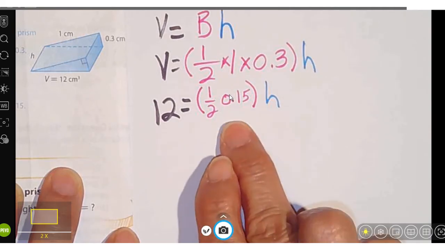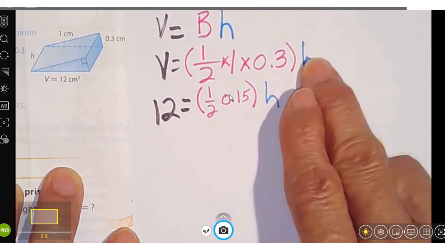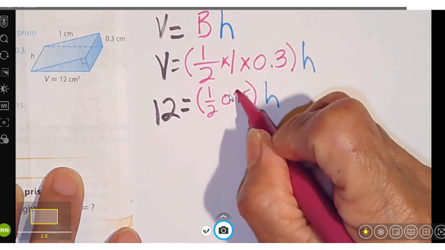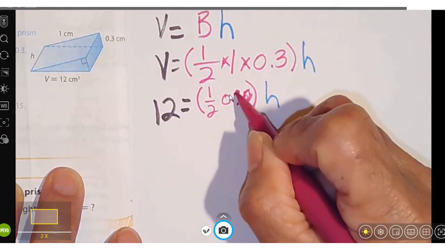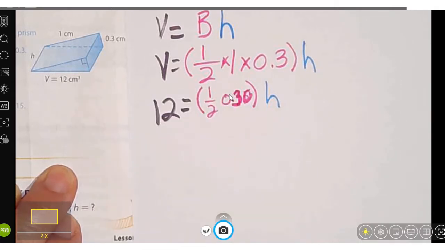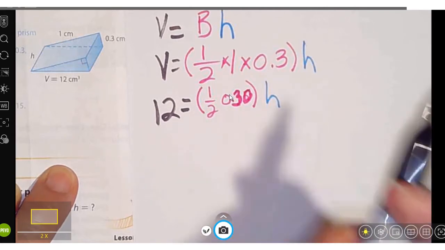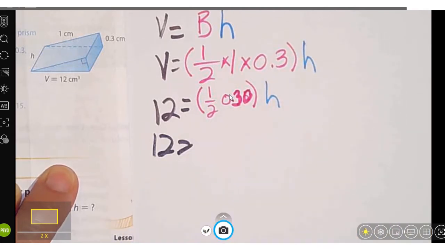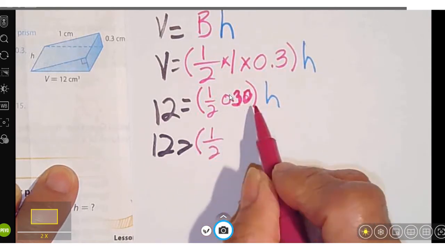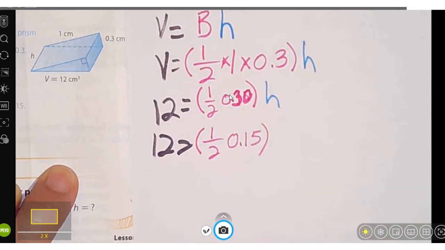Now this 15, what I did was, this is actually 30, but half of that is 15. So let's go ahead and change this to 30 so we can do our regular steps. So this is a 0.3 because that's the answer we originally got, okay? So I'll go ahead and do that, and then we'll divide that in half, which is going to be 12 equals 1/2. Half of 0.3 is going to be 0.15. There we go.